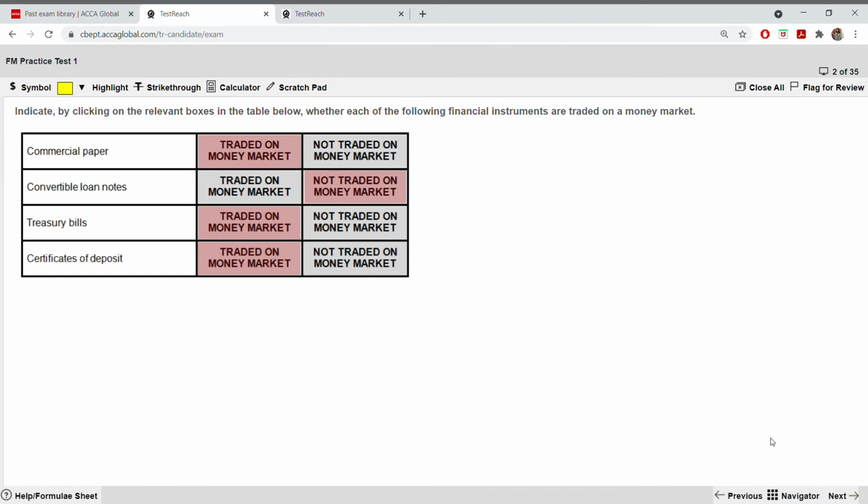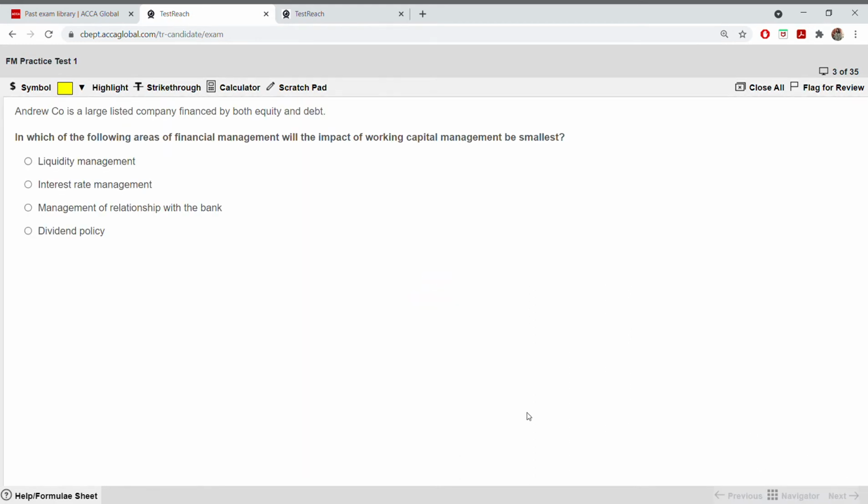Now let's go to the third one. Okay, so Andrew is a large listed company financed by both equity and debt. In which of the following areas of financial management will the impact of working capital management be smallest?